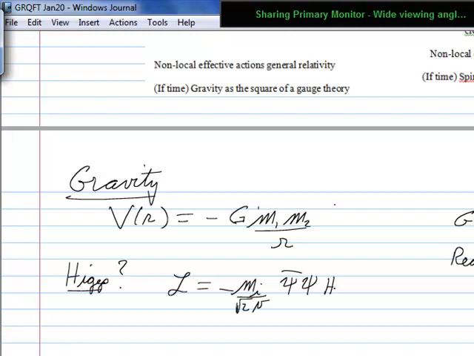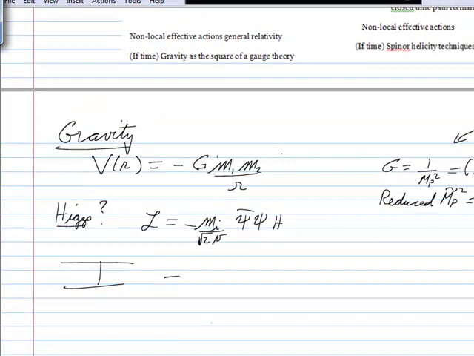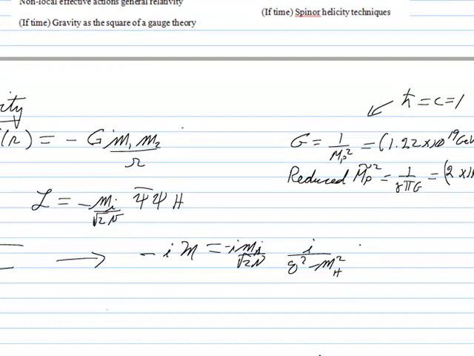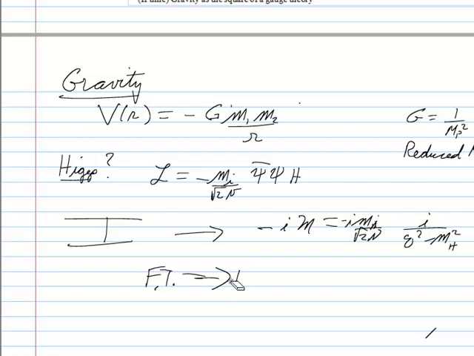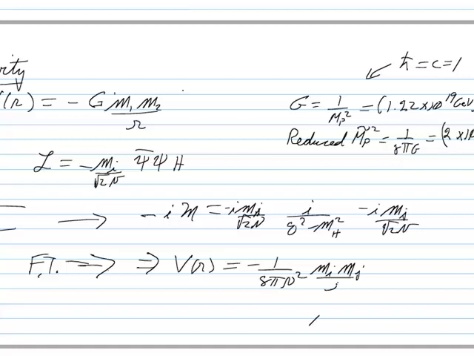You do Higgs exchange, you would get minus i. Well, actually, let me just go straight to V. Minus i m_i over square root of 2 v, just to remind you of Feynman rules, over q squared minus m squared, and minus i m_j over square root of 2 v. If you Fourier transform that and take the non-relativistic limit, you would get V of r is attractive, minus 1 over 8 pi v squared, m_i m_j over r, e to the minus m Higgs r.